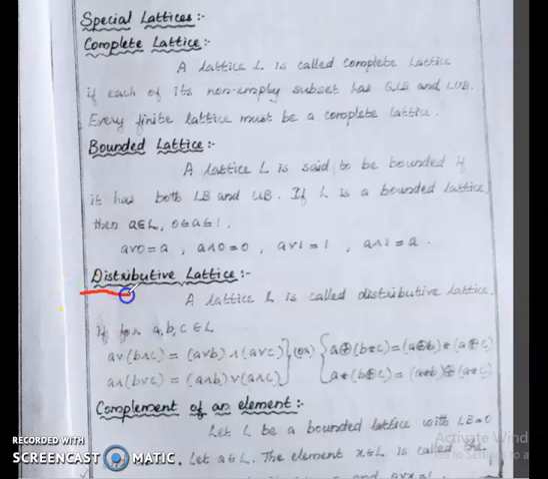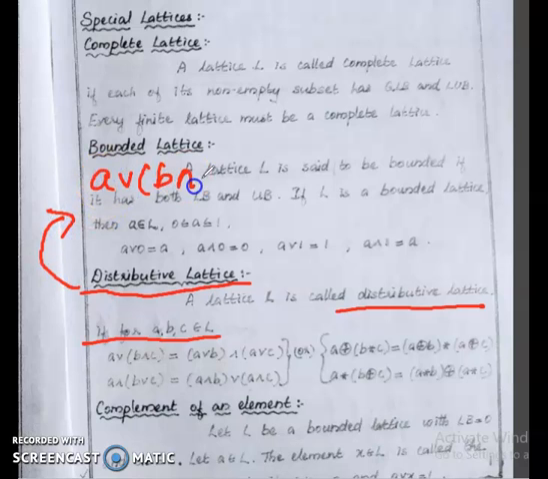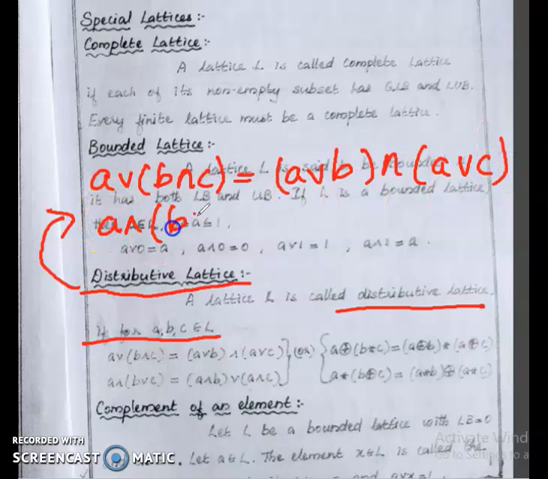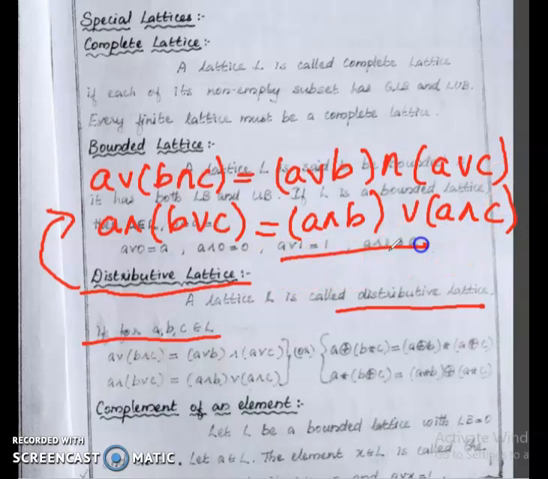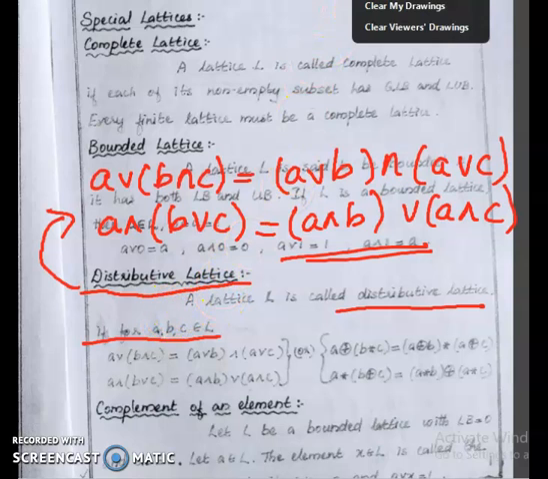Then we are going to learn the distributive lattice. A lattice L is called a distributive lattice if it satisfies the condition. Let me write that here. For a distributive lattice, the condition is A or (B and C) is equal to (A or B) and (A or C), and A and (B or C) is equal to (A and B) or (A and C). If it satisfies these two conditions, then we say the given lattice is a distributive lattice.